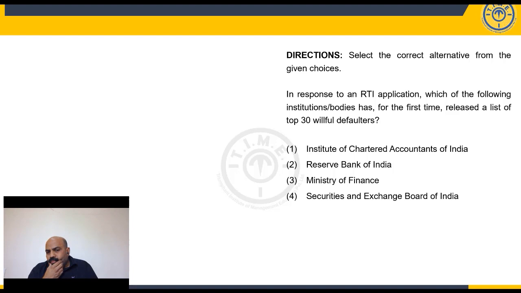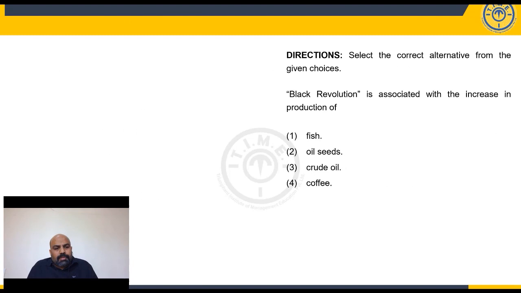Fourth, the chairman's name is Ajay Tyagi. Okay. We have black revolution now. We have all kinds of revolutions in this world. So in this case, black revolution, which is associated with an increase in the production of crude oil. This crude oil. Okay.